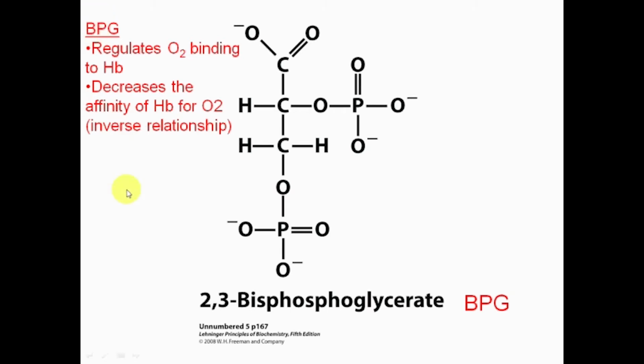Okay, BPG, also known as 2,3-bisphosphoglycerate. Look how negative this molecule is. It's really, really negative. BPG is going to regulate oxygen binding to hemoglobin. If BPG is present on hemoglobin, it decreases the affinity of hemoglobin for oxygen. So there's an inverse relationship: the more BPG we have in the red blood cell, the lower the affinity for oxygen.